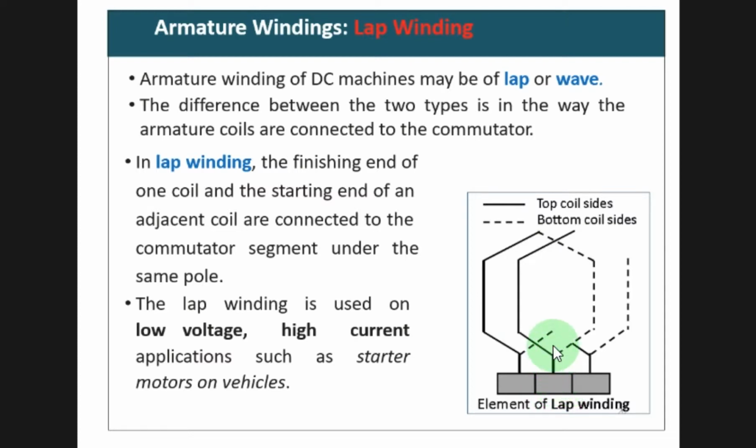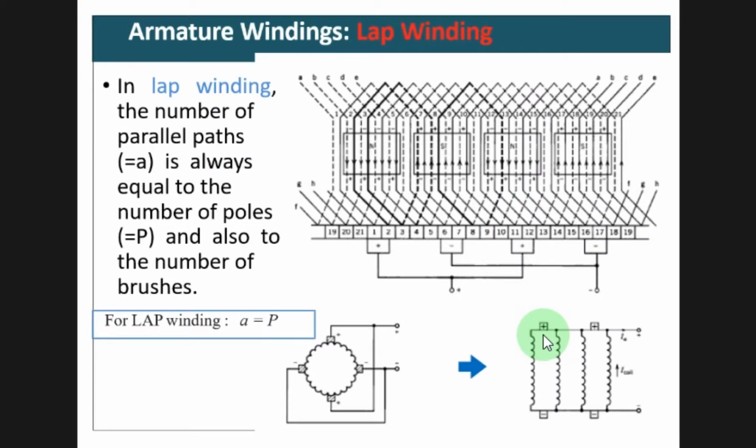The lap winding is used on low voltage, high current applications, such as starter motors on vehicles. So this explains how the windings are done on lap winding. The external power supply, the DC supply, is given to the rotor through brushes and the commutator.